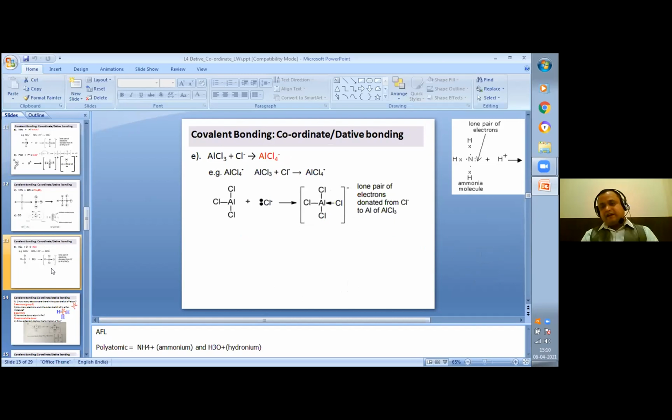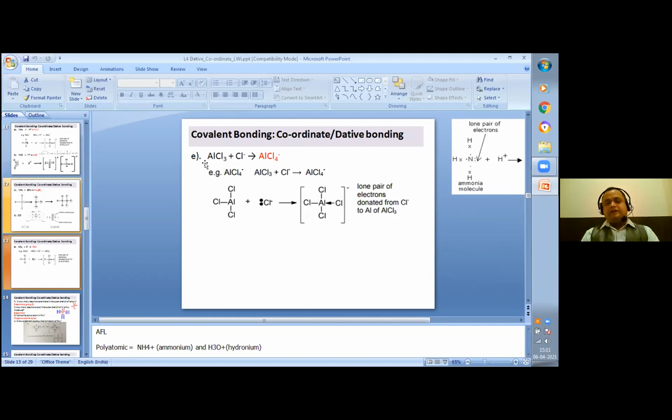Before that, I just want to share this one also. The formation of the AlCl4 minus ion. Look at the screen carefully and let me explain the total fact regarding the formation of the AlCl4 minus, right? First, consider the structure of AlCl3.